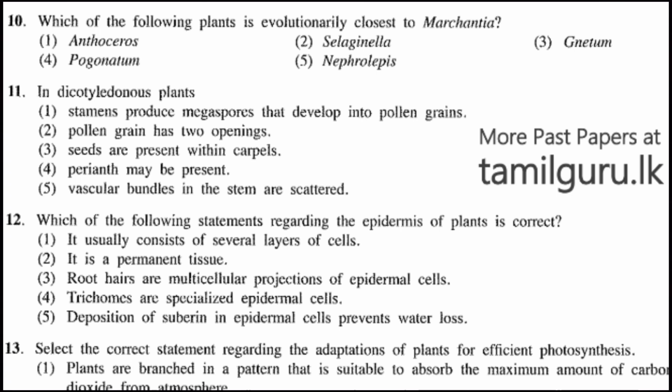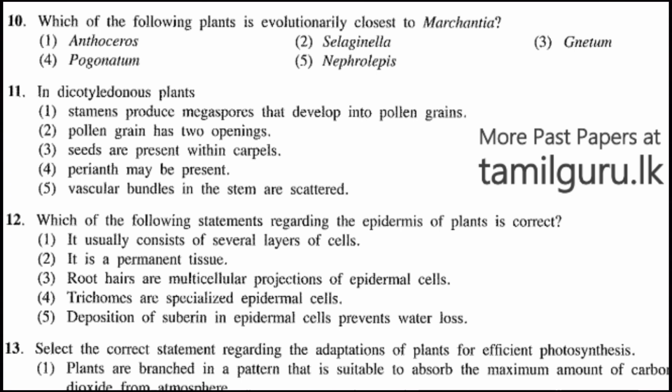Fourth statement says perianth may be present. Wrong. In dicotyledonous plants there is no perianth. There will be a distinct calyx and corolla, which means there is no perianth in dicotyledonous plants. Fifth statement, vascular bundles in the stem are scattered. That is wrong. They are arranged in a ring in the stem. If we talk about the cross section of the stem in dicotyledonous plants, we can clearly observe that vascular bundles are arranged in a ring. So the answer is answer number 3.